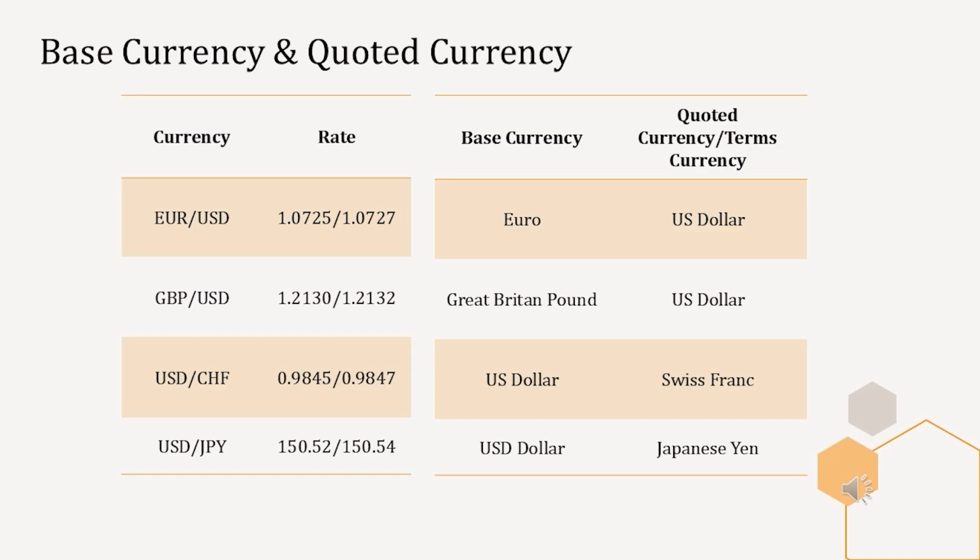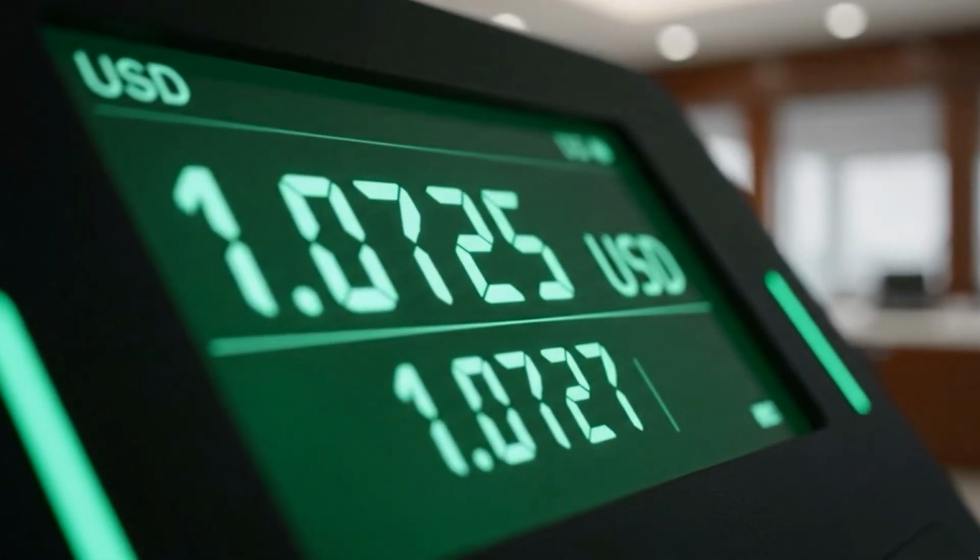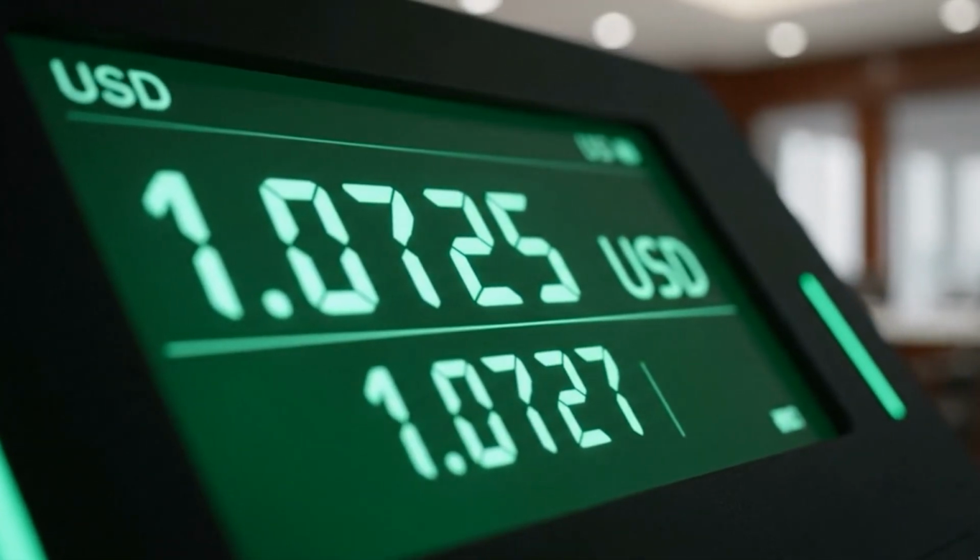In any FX quote, the first currency is called the base currency, and the second currency is the quoted currency. For example, in the pair euro to US dollar is equal to 1.0725, 1.0727. The euro, EUR, is the base currency. The US dollar, USD, is the quoted currency. This quote tells us how many US dollars are required to buy 1 euro. Here, 1 euro costs about $1.0725 to $1.0727, depending on whether you are buying or selling.